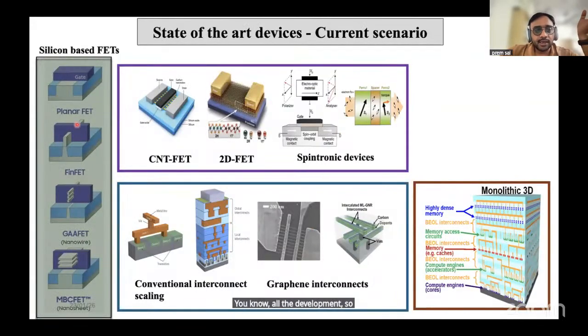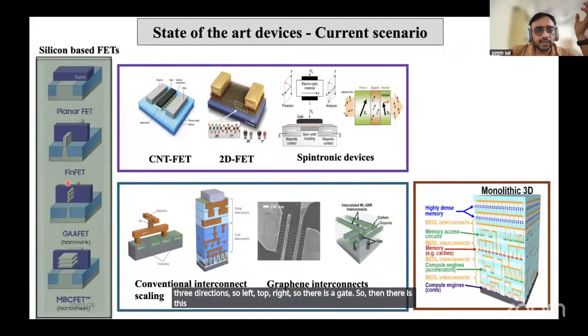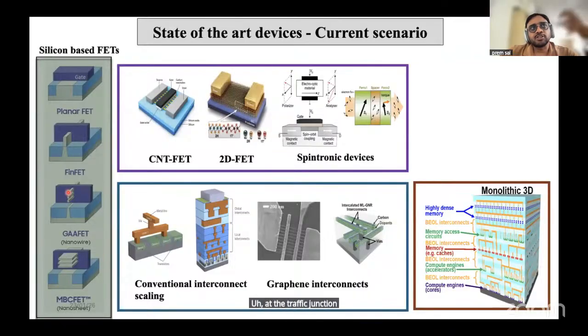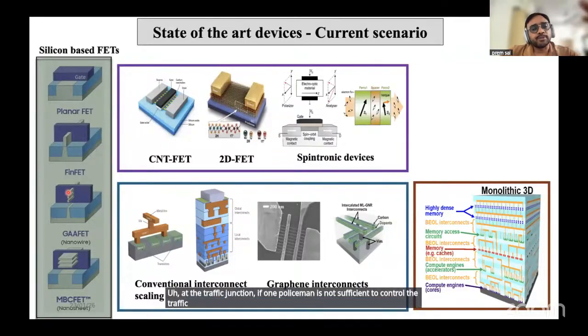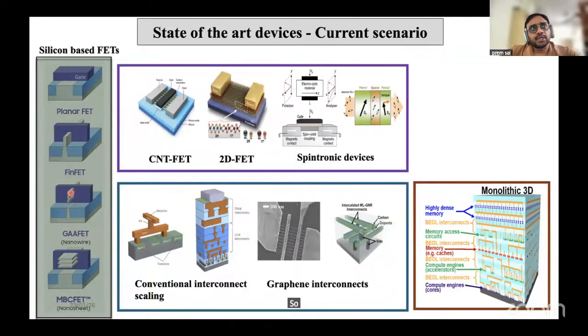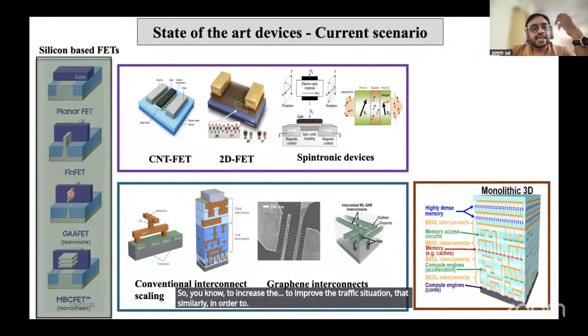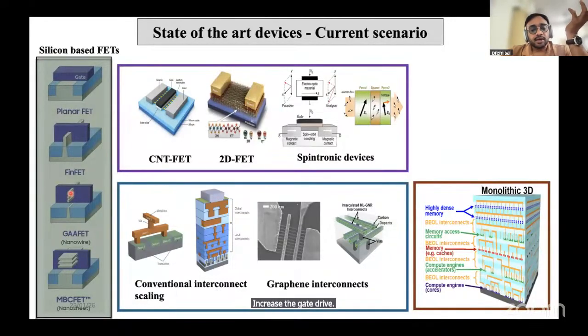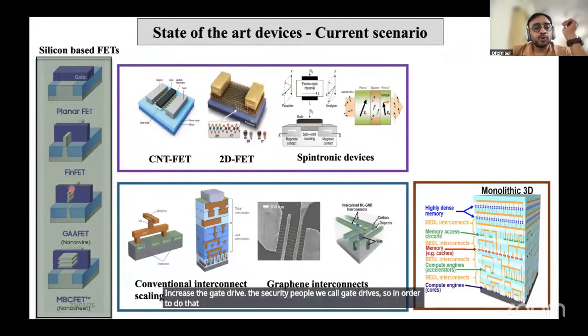If you see, there is a gate wrapped in 3 directions: left, top, right. Then there is the gate all around, where there is a gate on 4 sides. When I was studying, they used to give one example: at a traffic junction, if one policeman is not sufficient to control the traffic, put more traffic policemen to improve the traffic situation. Similarly, in order to increase the gate drive, as the circuit people call it, put more gates around it.